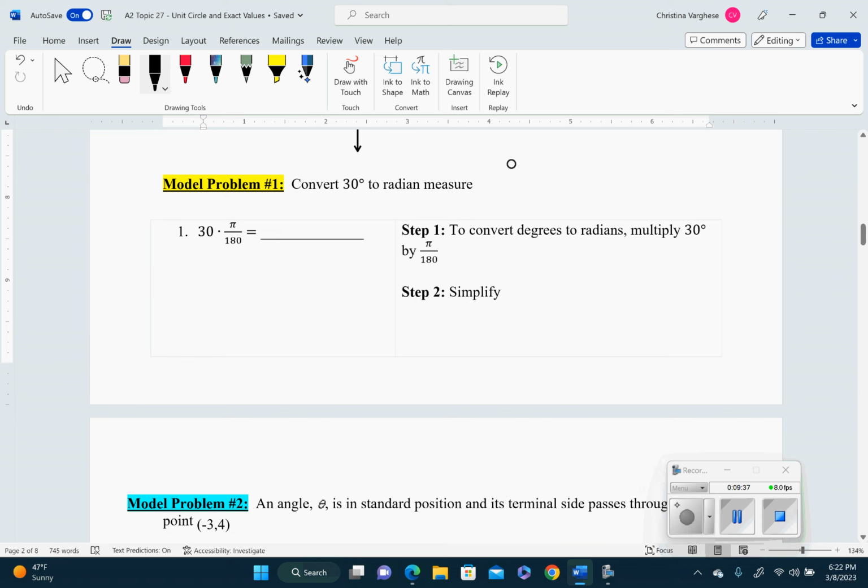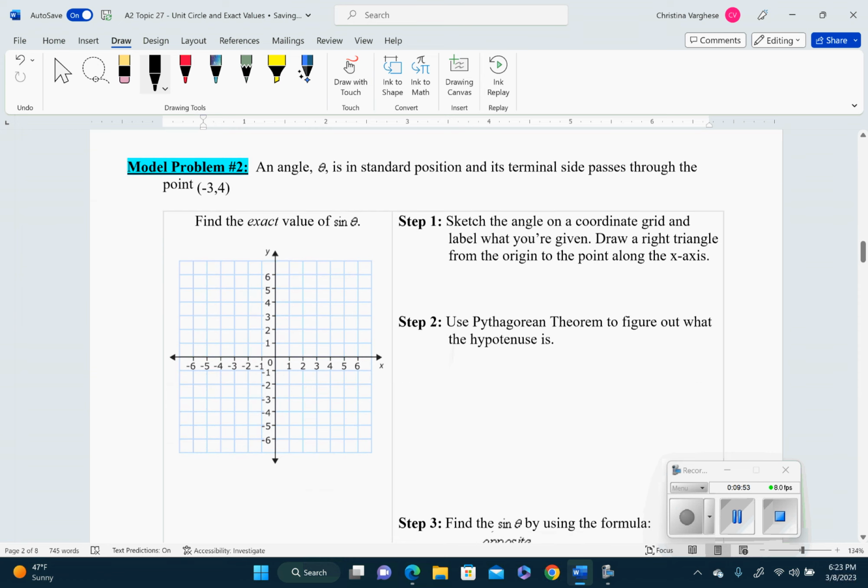Problem number 1: convert 30 degrees to radian measure. We just did that. 30 over 1, top times top, bottom times bottom. That's the same thing as 30 pi over 180, which is the same thing as pi over 6, simplified.